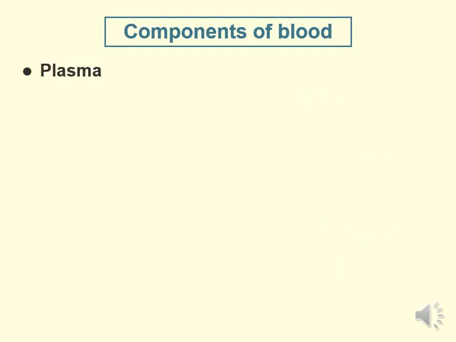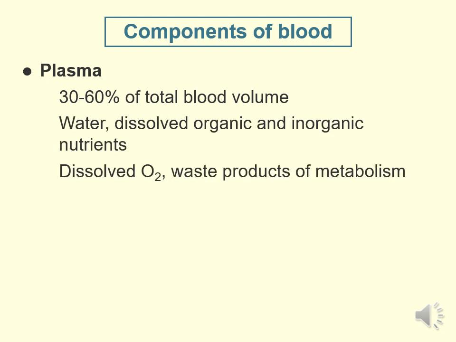After centrifugation of the blood, the upper layer is what's known as plasma. So plasma accounts for about 30 to 60% of the total blood volume. It's actually mainly water, so about 95% of the plasma is water. It also contains dissolved organic and inorganic nutrients, so this is where you find the glucose that enters our bloodstream after we've eaten a meal. And it's also where you'll find some dissolved oxygen and a number of different waste products which are produced by the cells during their metabolism, so you'll find those in the plasma as well.